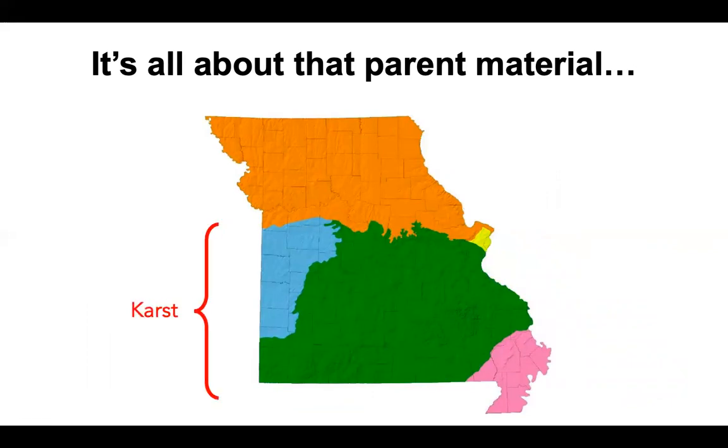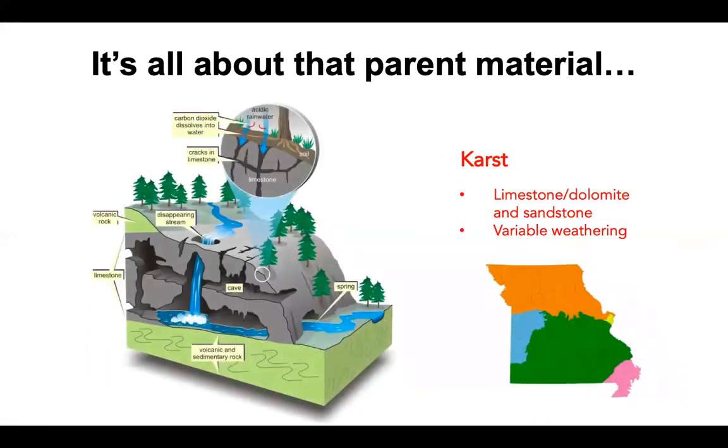Now in southern Missouri, we have something called karst. Here we have mainly in the green, but then some of the blue as well, is karst. A karst is a really unique environment that harkens back to early on in the semester. Early on, you'll remember that I talked about differential weathering of different parent materials.